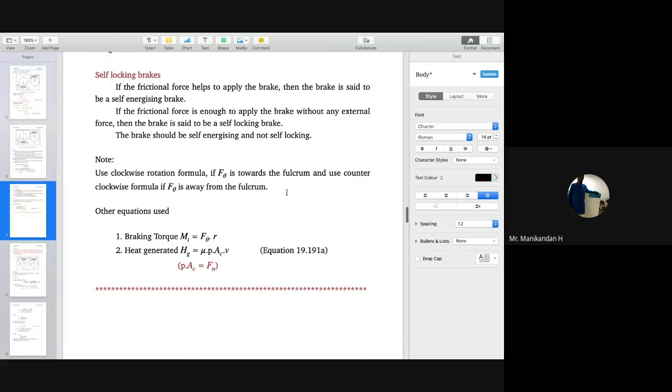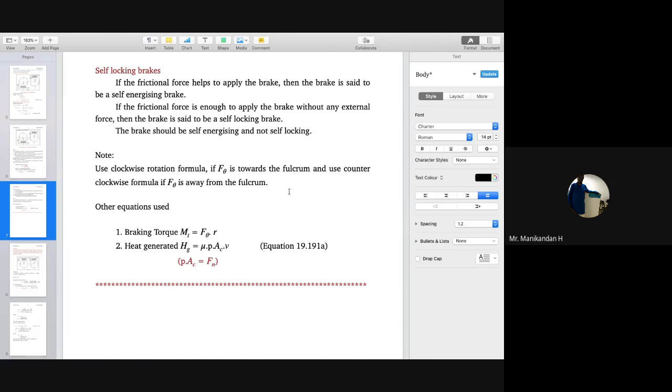Then there is something called a self-locking brake, right? So there are two things, the self-energizing brake and the self-locking brake. So we'll see what it is. See, if the frictional force helps to apply the brake, then the brake is called a self-energizing brake, right? And if the frictional force is enough to apply the brake without any external force, then the brake is called a self-locking brake, right?